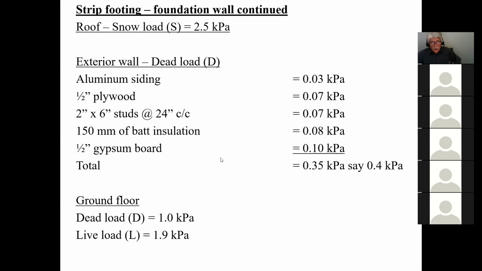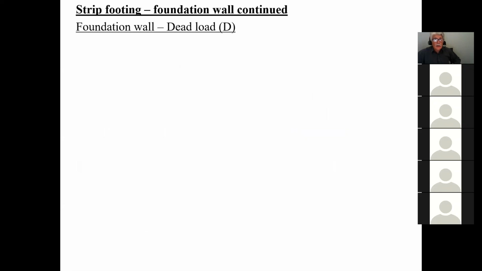Now, after that, what do we have? Like, the loads are going down to the footings. What do we have after the ground floor? The basement wall? Yeah, the foundation wall, right? So then we have the foundation wall.